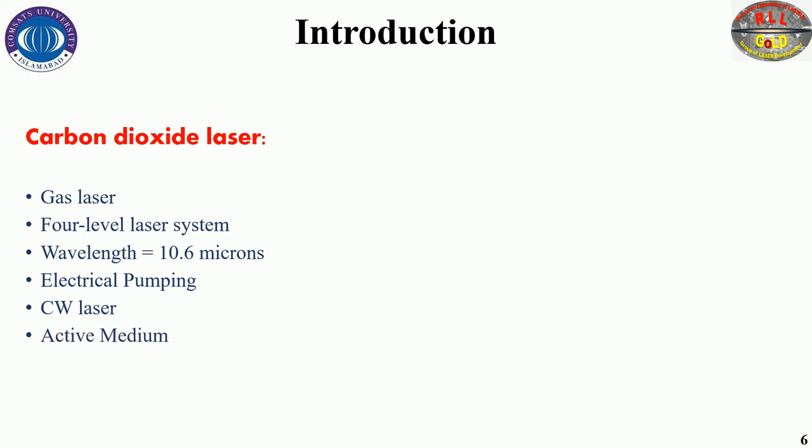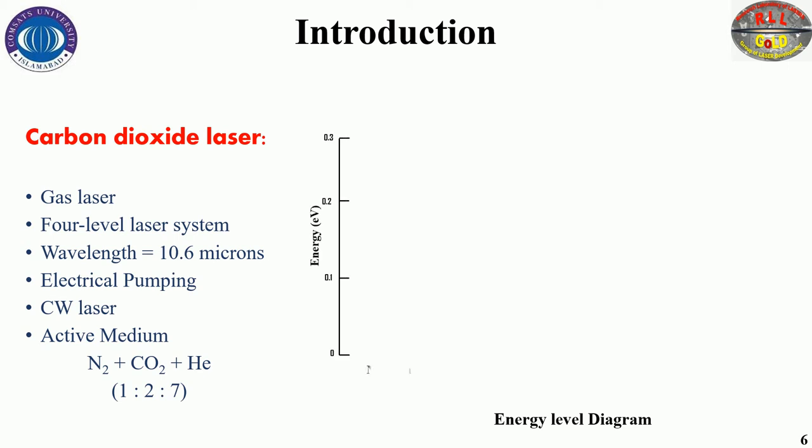The active medium used in a carbon dioxide laser is basically a mixture of gases consisting of carbon dioxide, nitrogen, and helium gas. This is the energy level diagram. When the electric discharge is produced in the laser cavity, the high-speed electrons collide with the nitrogen, and nitrogen is excited to the upper vibrational level.